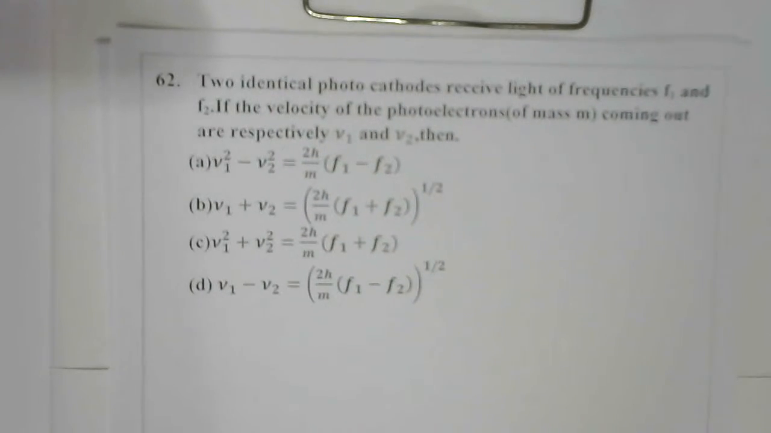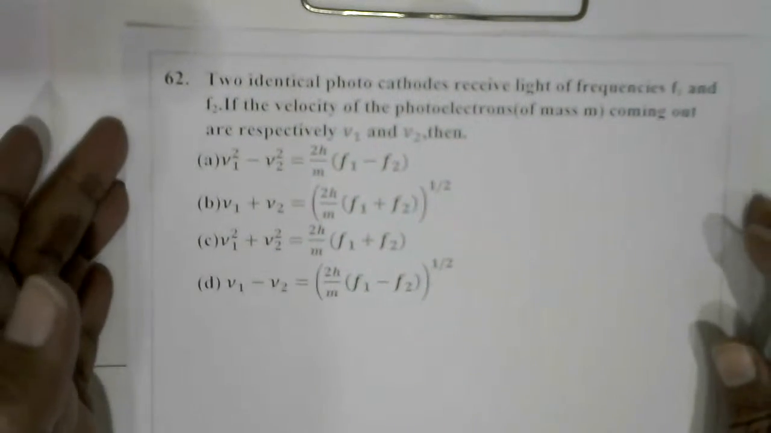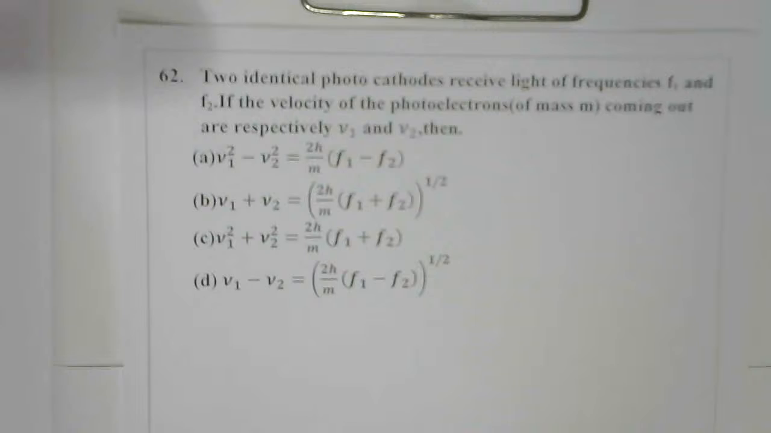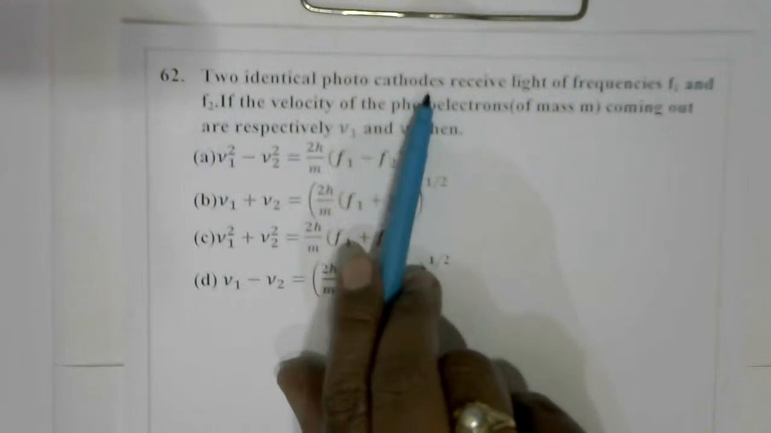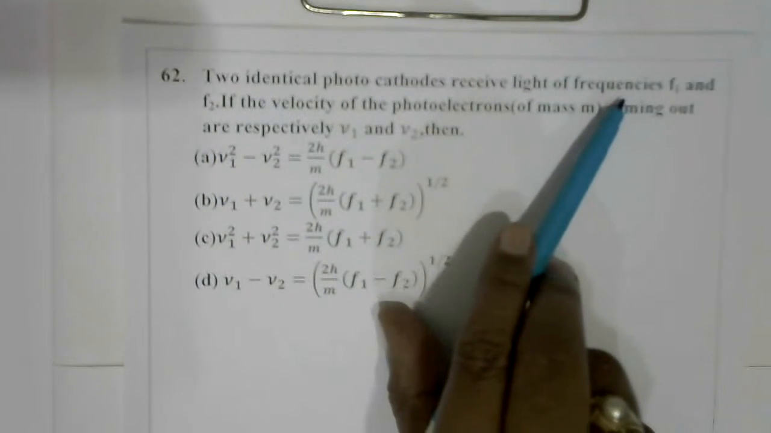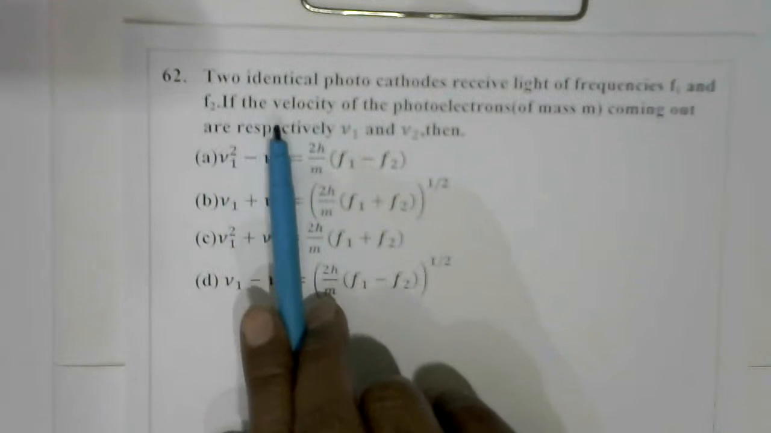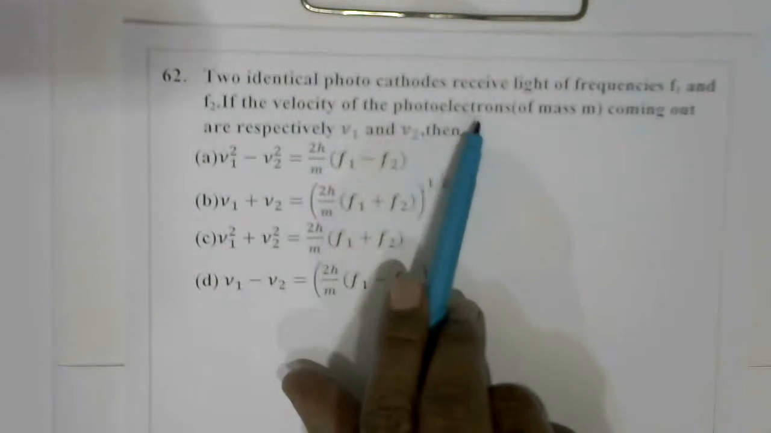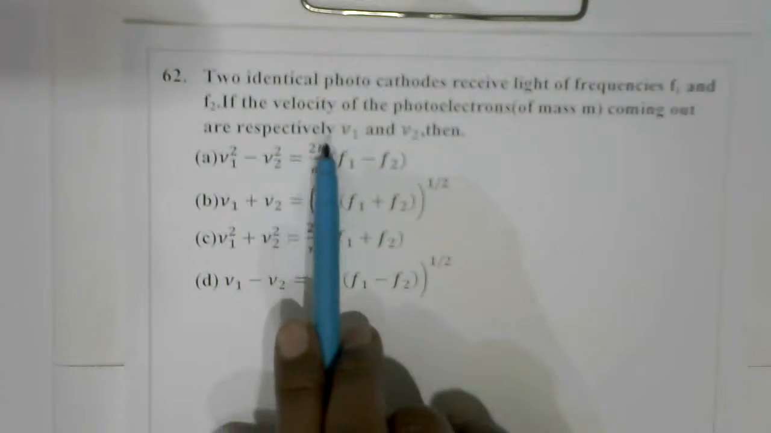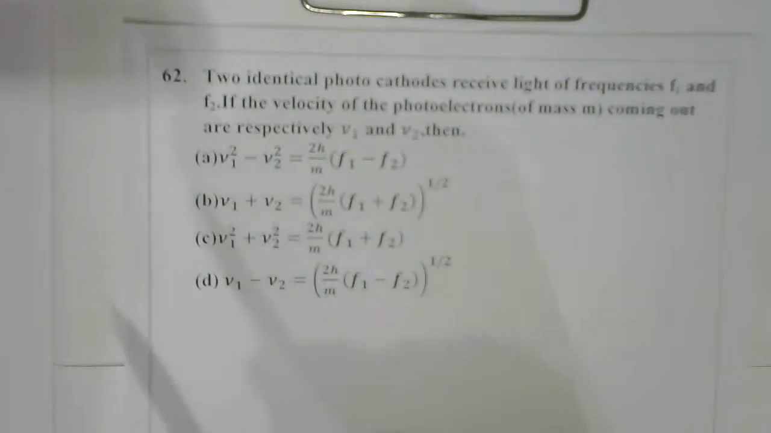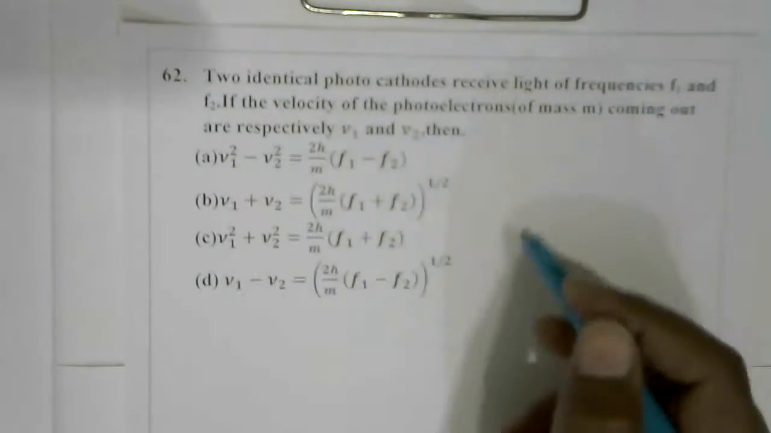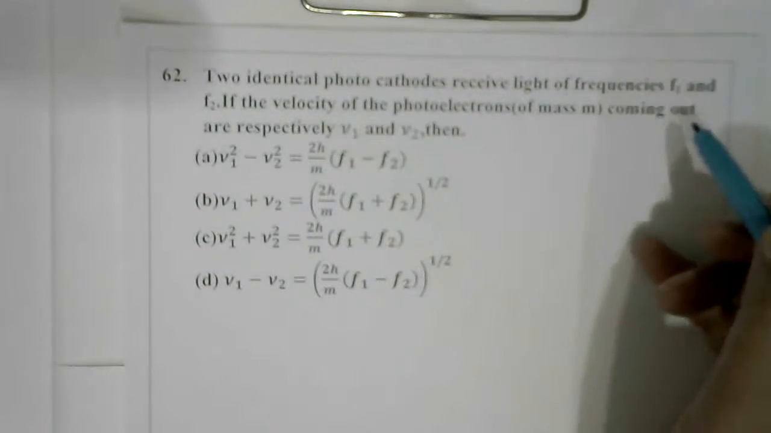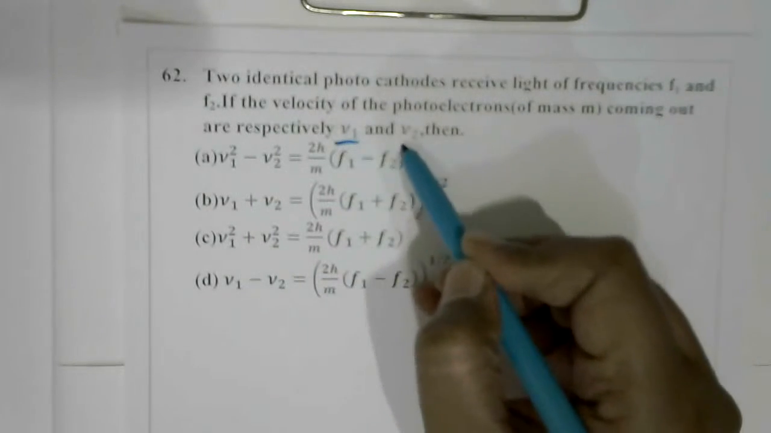Next question. In your JEE Mains, simply they have made something. The moment they see an equation, they should think there's something hi-fi. Nothing is there, because this question we had done before also. Two identical photocathodes receive light of frequencies f1 and f2. If the velocities of photoelectrons coming out are respectively v1 and v2, then just relate this.